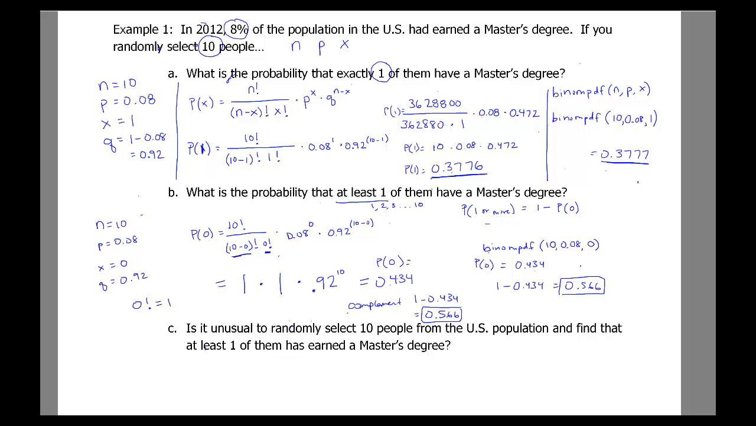So the last question then, is it unusual to randomly select 10 people from the US population and find that at least one of them has earned a master's degree? Since the probability of at least one of them having a master's degree is 56.6%, 0.566, we would say no, that's not unusual at all.